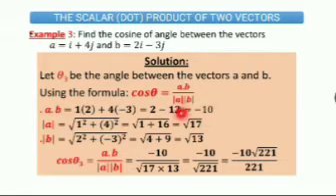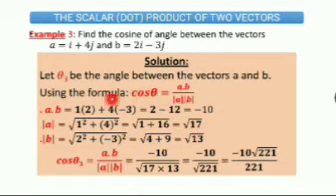Is that clear? Then the next thing is to find the modulus of A. So to find the modulus of A, we find the square root of 1 square plus 4 square. So the 1 is the coefficient of i here. 4 is the coefficient of j here. So square root of 1 square plus 4 square. 1 square is 1. 4 times 4 is 16. So 1 plus 16 is equal to square root of 17.